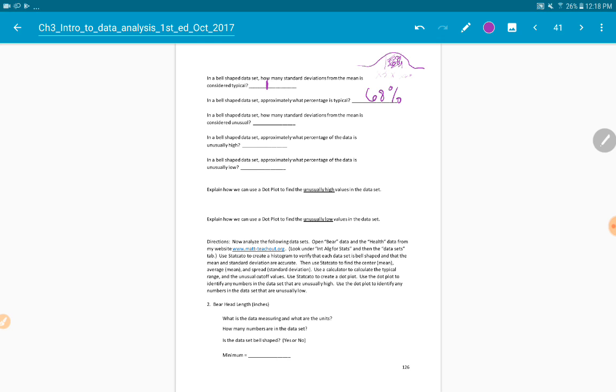In a bell-shaped data set, how many standard deviations from the mean is considered unusual? That would be 2 standard deviations. In a bell-shaped data set, approximately what percentage of the data is unusually high? That's 2.5, and unusually low is also 2.5.